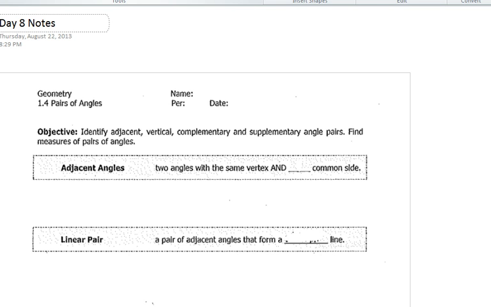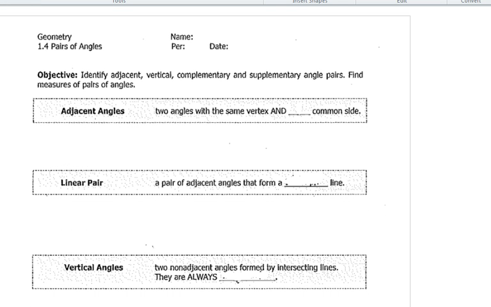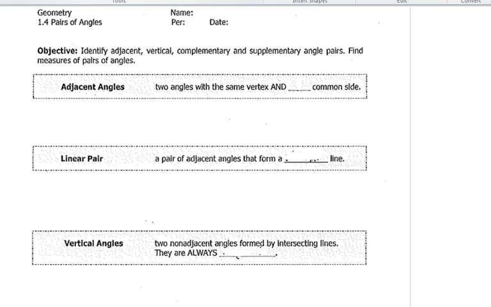So, last thing we're going to look at are pairs of angles and some special names that we'll refer to them as. These things, again, will come up over and over this entire year. Everything in this first chapter is going to keep coming up. You're going to want to know them, obviously for the test, but then for the rest of the year. So, we're going to identify adjacent, vertical, complementary, supplementary angle pairs, and find measures of pairs of angles. So, pretty simple to start, and then we'll look at some more complex word problems at the end.